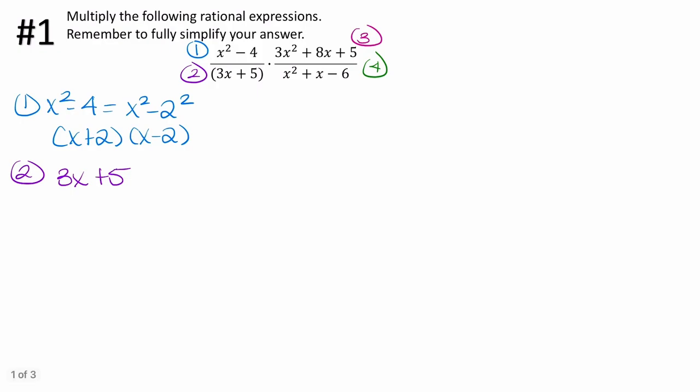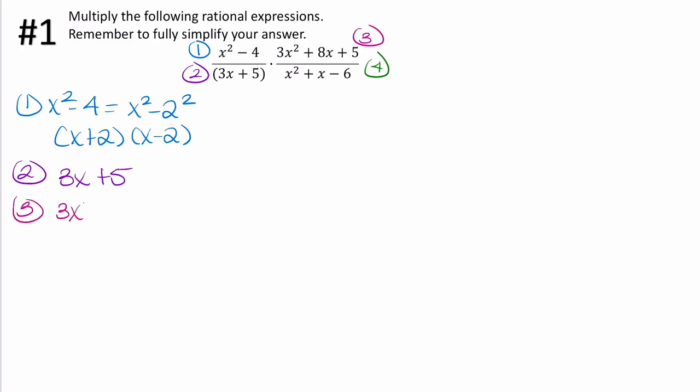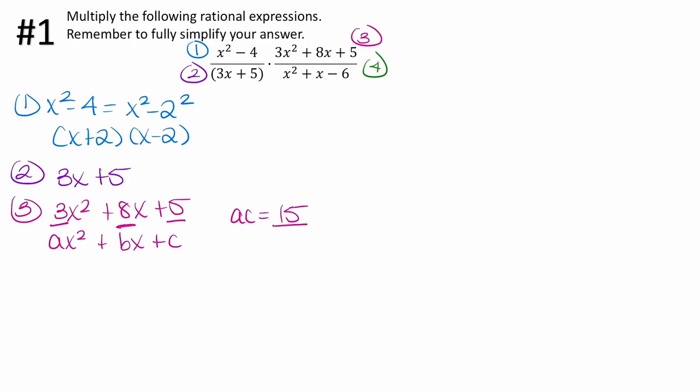And then 3, we have 3x squared plus 8x plus 5. So this is one of those ones where a is not equal to 1, because remember we have ax squared plus bx plus c. And so what we're going to do is multiply a times c. So a times c is equal to 3 times 5, which is 15. So now we're going to find the factors of 15 that are going to add up to b. Okay, so the factors of 15 are 1 and 15, and 3 and 5.